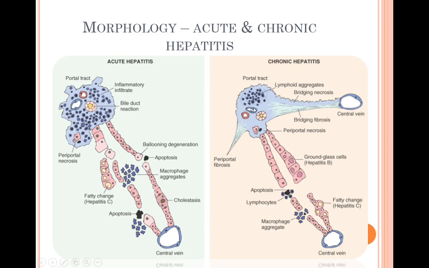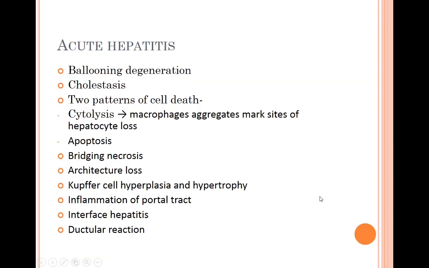The others are the lymphoid aggregate. If there is hepatitis B infection, ground glass cells will be there. I'll show you a picture. Hepatitis C, fatty change. Okay? So these are the changes which you get in acute hepatitis. You can go through it later.